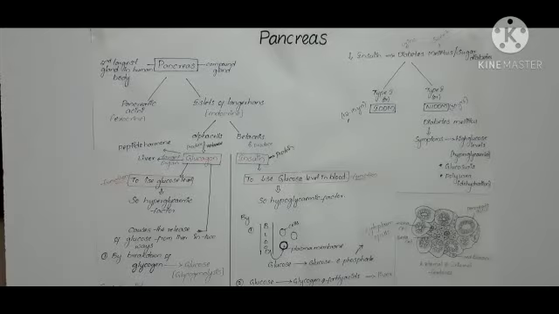Within the pancreas lie clusters of cells called islets of Langerhans. It acts as an endocrine, and it consists of two types of cells. The first one is alpha cells and the second one is beta cells. Alpha cells produce a hormone called glucagon and beta cells produce a hormone called insulin. The structure of alpha cell and beta cell we can observe in the diagram.